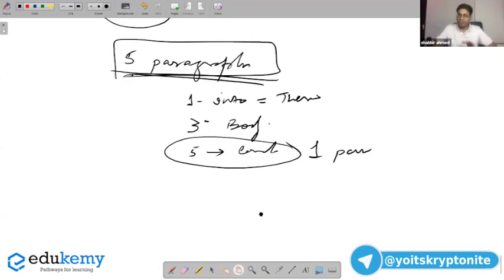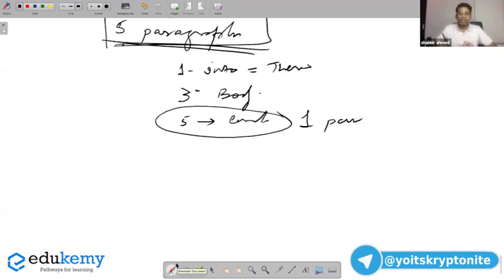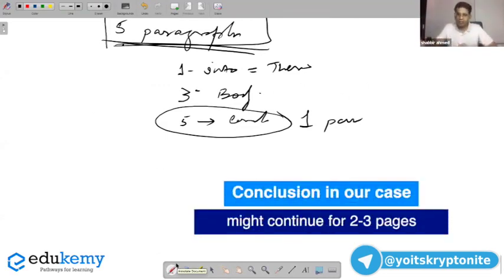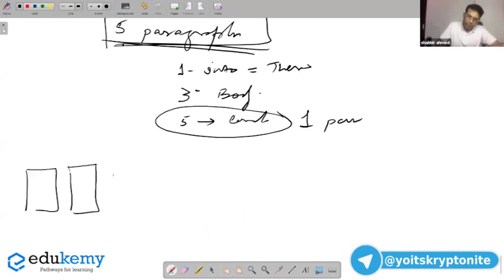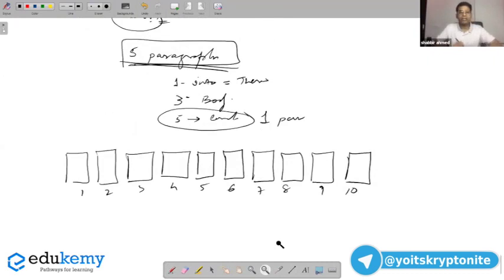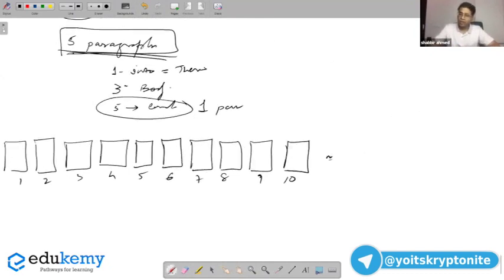Yes, conclusion in our essays will be across 2 to 3 pages sometimes. So अगर आप 10 पेज लिख रहे हो, okay, say 1, 2, 3, okay, this is your essay. Okay, 10 pages approximately, okay, it is equal to about, okay, 1000 to 1200 words.